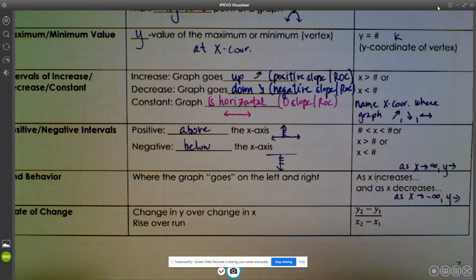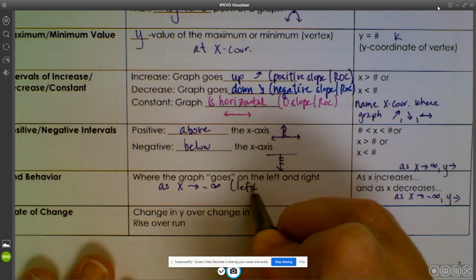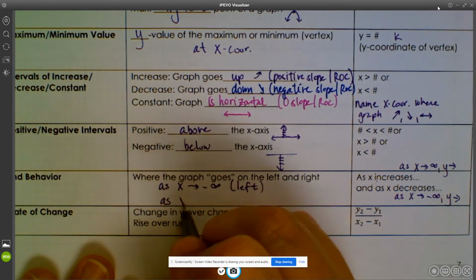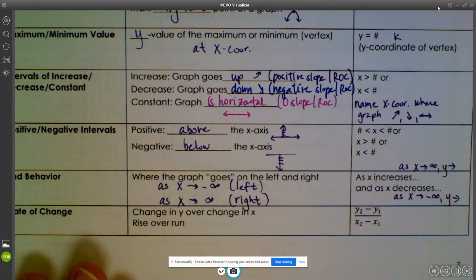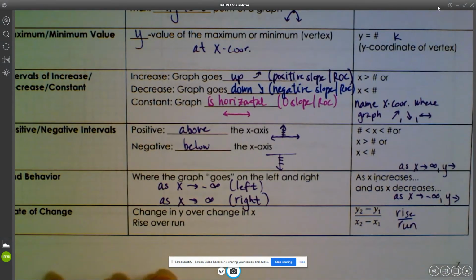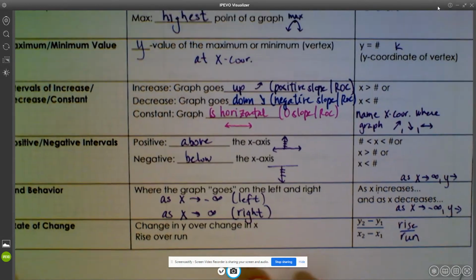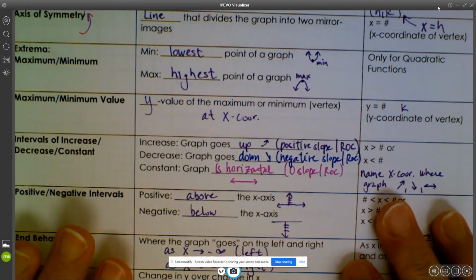So that's how you see it, okay? So as x goes to negative infinity, the graph is moving left. As x goes to positive infinity, the graph is moving right. And remember, rate of change is the change in y over the change in x, the rise over the run. If you are confused with rise over run and you're very, very comfortable with the slope formula, by all means, please use it.